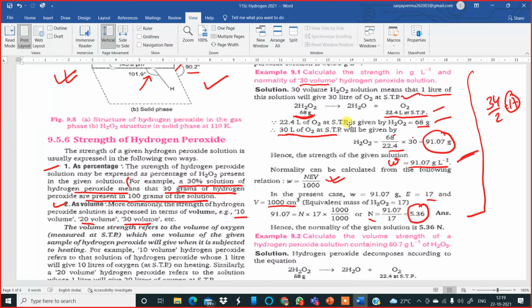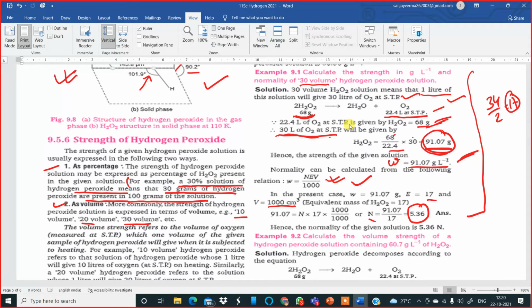So every time you have to make sure you write down the equation and balance the equation and frame a sentence. 68 grams of hydrogen peroxide is liberating 22.4 liters of oxygen at STP. So frame a sentence: 22.4 liters of oxygen is liberated by 68 grams of hydrogen peroxide. Therefore, 30 liters of oxygen will be liberated by 91.07 grams of hydrogen peroxide. So using this as W, calculate the normality.